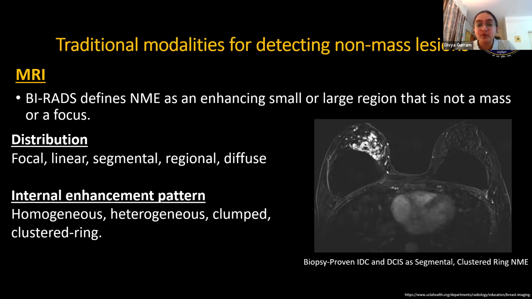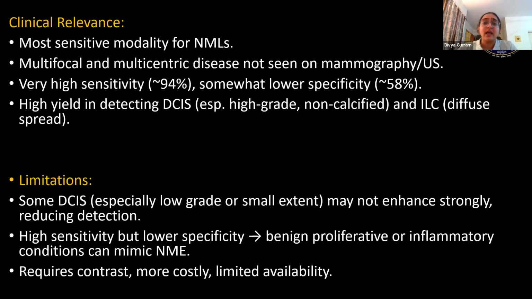In this image, this is a case of a biopsy-proven invasive ductal carcinoma with a DCIS component, and it presented as a segmental distribution of non-mass enhancement, showing a clustered ring kind of non-mass enhancement within. Internal enhancement types could be homogeneous, heterogeneous, clumped, or clustered ring, as in this case. MR is especially clinically relevant in that it is the most sensitive modality for non-mass lesions, and it detects both multifocality and multicentricity, which is not reliably detected on mammography or ultrasound. It has a very high sensitivity, but a lower specificity. It helps to detect DCIS, especially high grade non-calcified DCIS, with a sensitivity of almost 90%. And it's also good in detecting invasive lobular carcinomas, which have a diffuse spread.